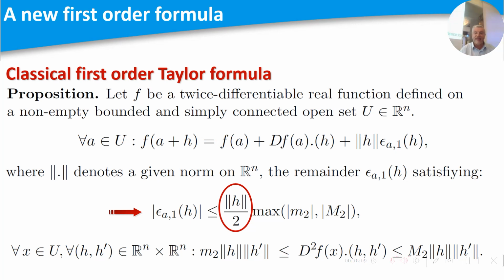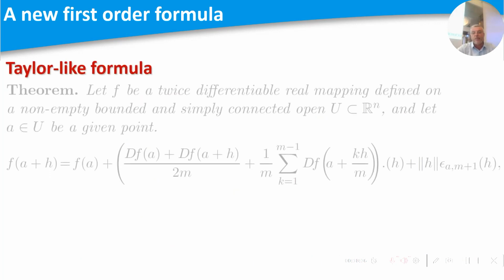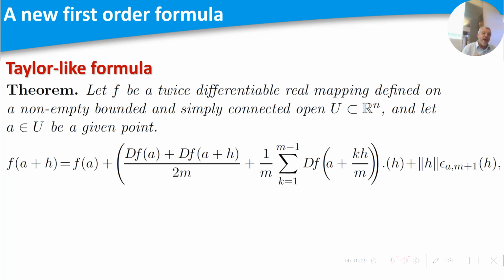So our purpose, as I said, is to transfer the numerical weight of the classical remainder, epsilon A1H, which is the notation we chose, to the main part. But if we decide to transfer to the main part, we have to enrich the main part. How did we do it? This is the first result we published last year. We evaluate f of A plus H given f of A, given the derivative of f at A.